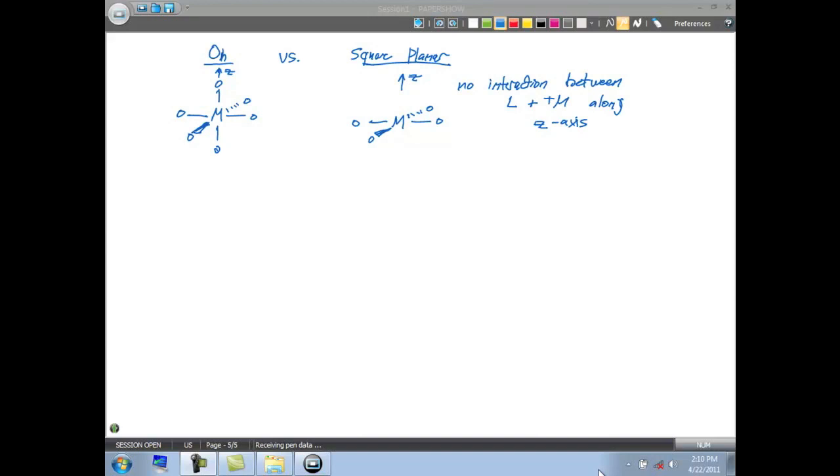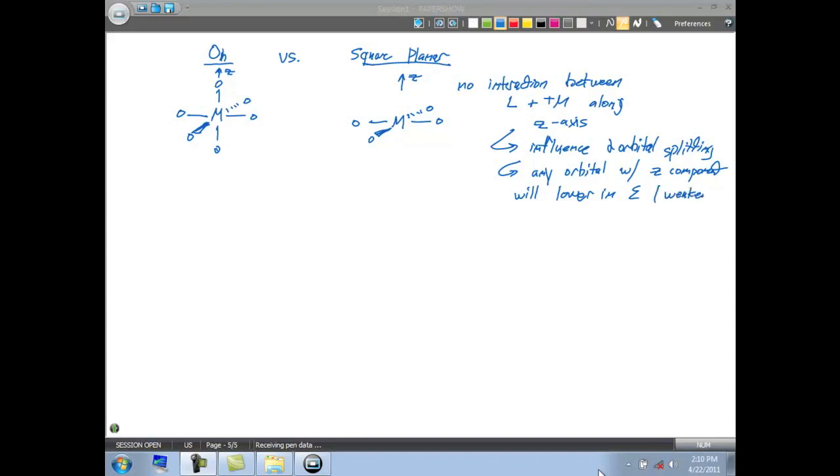Because of this, this is going to influence the d orbital splitting. The way it's going to influence this is that any orbital with a z component will lower in energy. The reason it lowers in energy is because it has a weaker interaction.